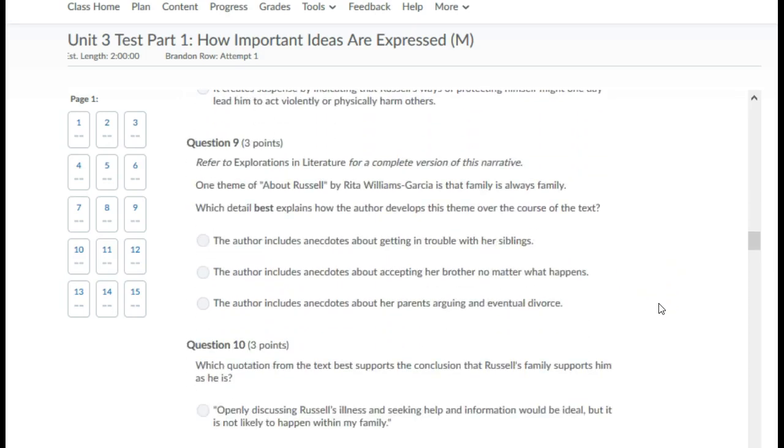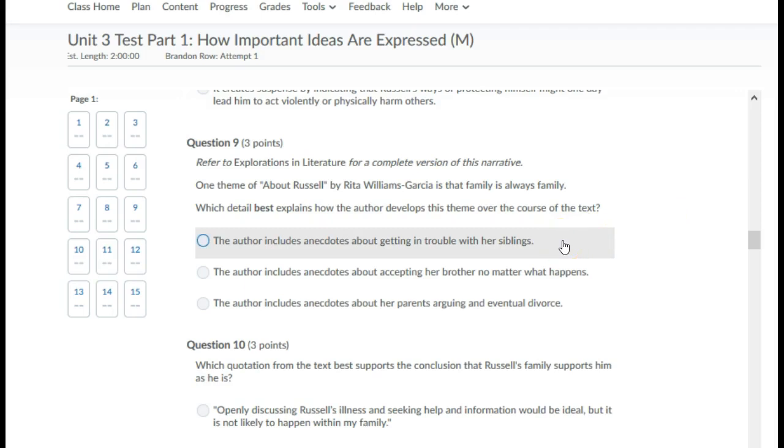Question number 9. Refer to Explorations in Literature for a complete version of the narrative. Again, we are looking at About Russell. One theme of About Russell by Rita Williams Garcia is that family is always family. Which detail best explains how the author develops this theme over the course of the text?